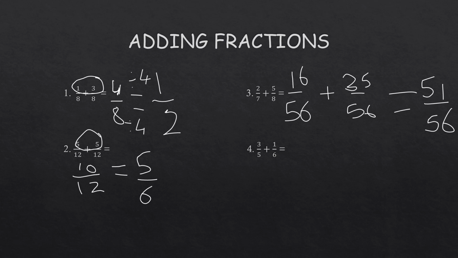Next, moving on to question 4, we do the same thing. This time we do 5 times 6, which is equal to 30. Can we make it 15? No, 15 wouldn't work. So now we have to do 3 times 5, which is 15.